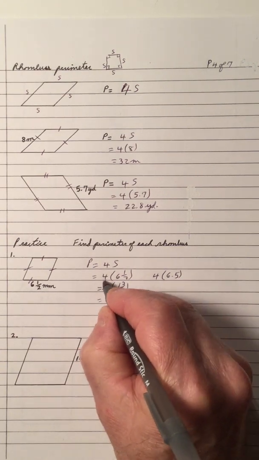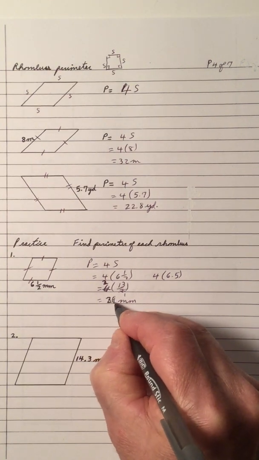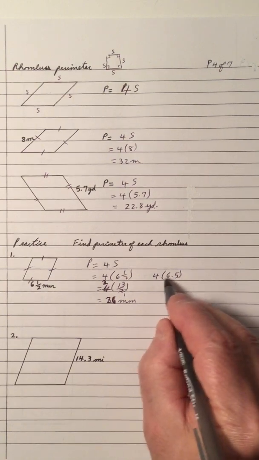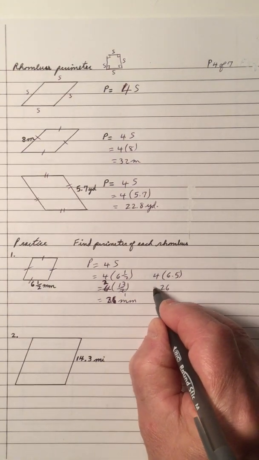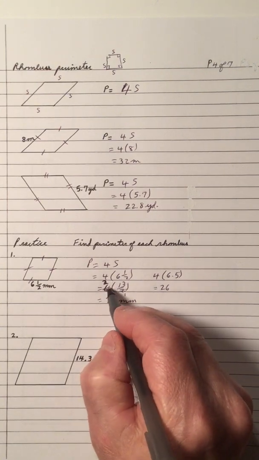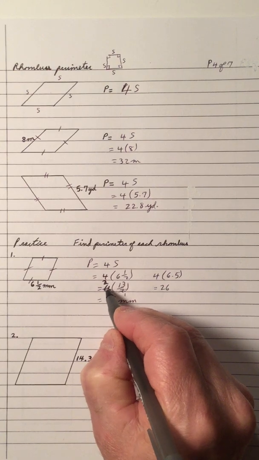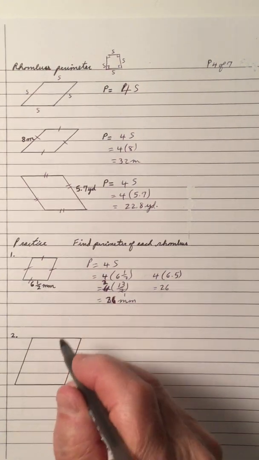26. 26. Because when I multiplied here by 6.5, I said that's a 24 plus 2. So that's 26. So sorry about that. When I rewrote the 4 here, I made that a 6 instead of a 4. So 26 millimeters is the perimeter of that rhombus.